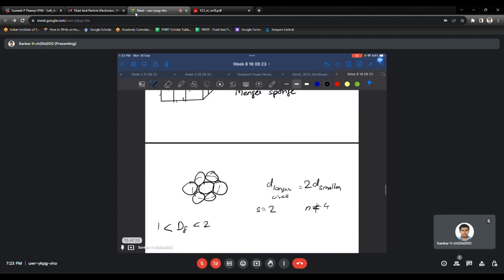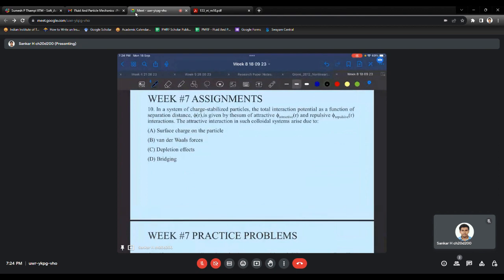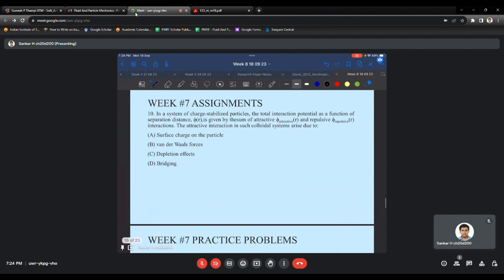Okay, since this is over, we'll go on to the last question, which is given by this. In a system of charge stabilized particles, the total interaction potential as a function of separation distance, phi of r, is given by the sum of the attractive phi of r and the repulsive phi of r interactions. The attractive interactions in such a colloidal system arise due to, well, is it due to surface charge, the van der Waals forces, the depletion, or the bridging?